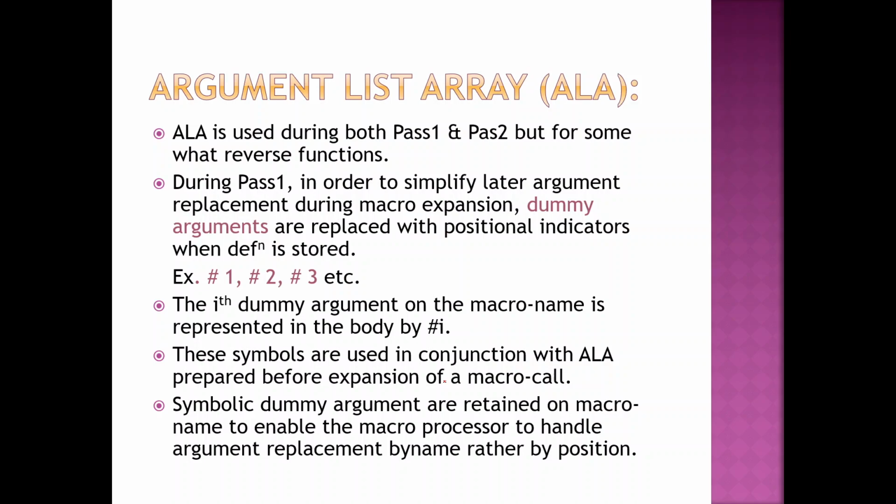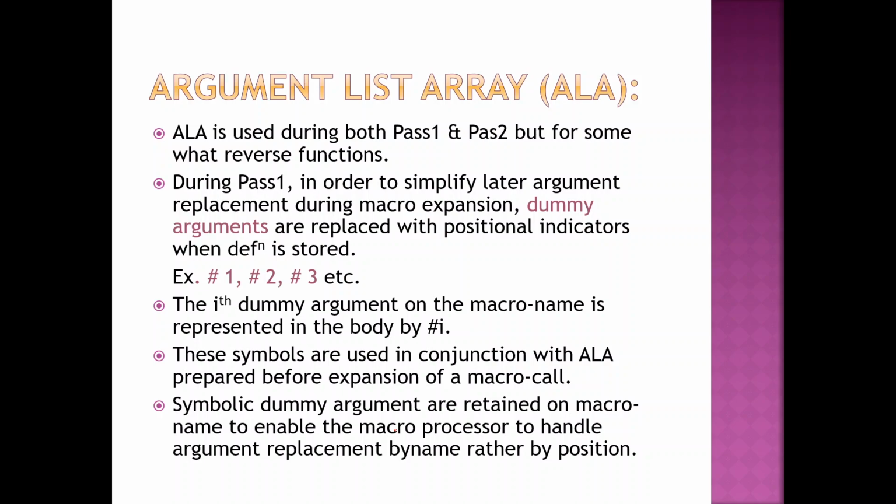The use of the argument list array is that dummy arguments are replaced with positional indicators. Wherever there is argument 1, comma, argument 2, comma, argument 3, those will be replaced with hash 1, hash 2 and hash 3. And you will know correspondingly which is the actual parameter also. As I told you, this hash symbol is used only by the macro processor, and in the other programming in your program you are not supposed to use the hash symbol. It is meant for the macro processor only.